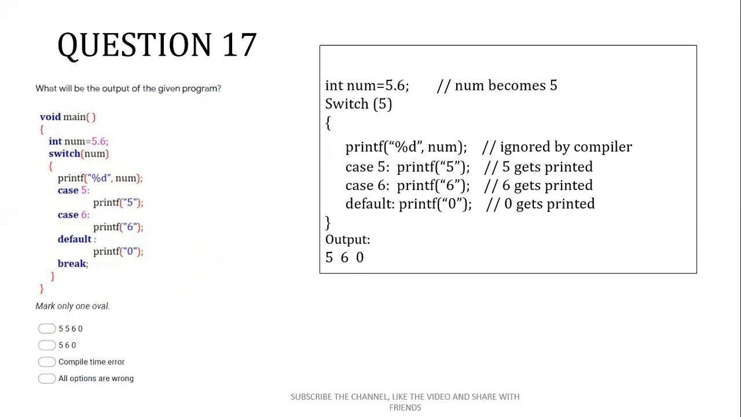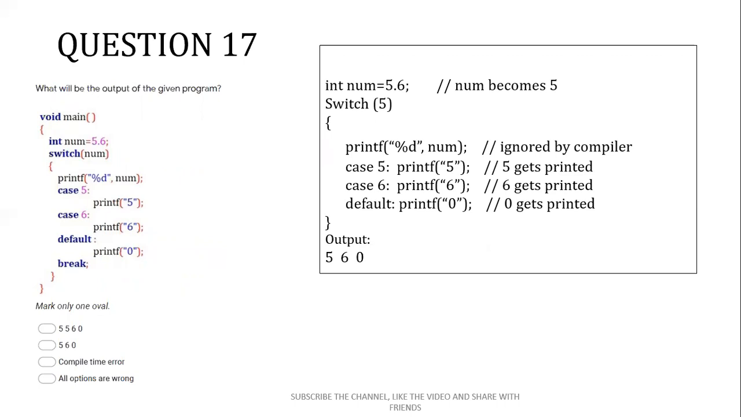So it will directly execute case number 5, and whatever statement is written outside of all cases will always be ignored by the compiler. So remember, this printf with percent d num will not produce any output. It is a statement that will be ignored by the compiler. You can get a warning from the compiler that this is unreachable code. So the first statement that will be printed is 5.